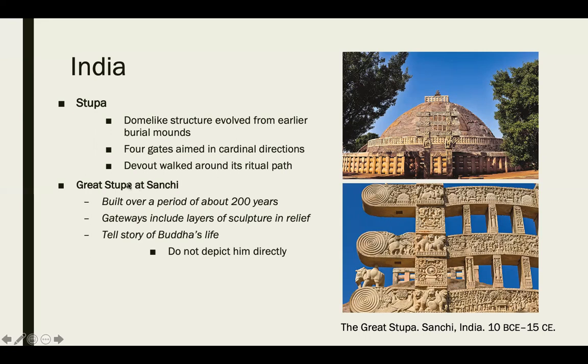This is the Great Stupa of Sanchi that you're seeing in both of these images here. It was built over a period of about 200 years and is super ornate. The gateways include layers of sculpture in relief, specifically low relief sculpture that we see here. It tells the story of Buddha's life. It never depicts him directly because that is not something that's being done early on. But it's super ornate, and definitely justifies 200 years of work.